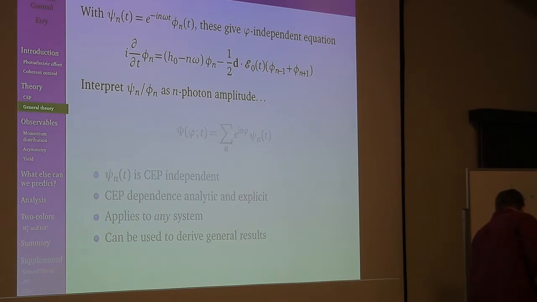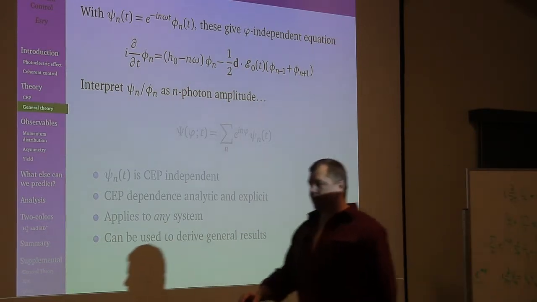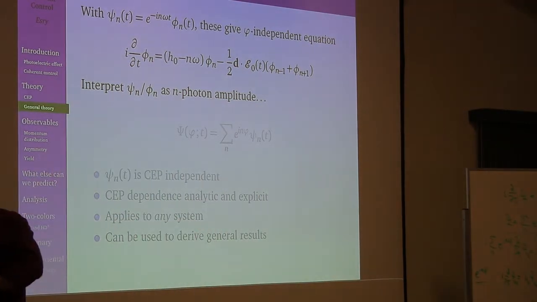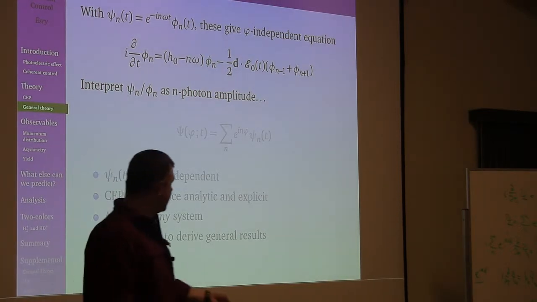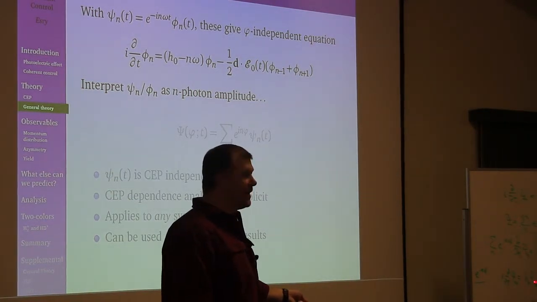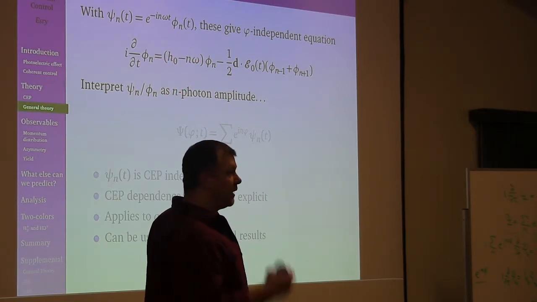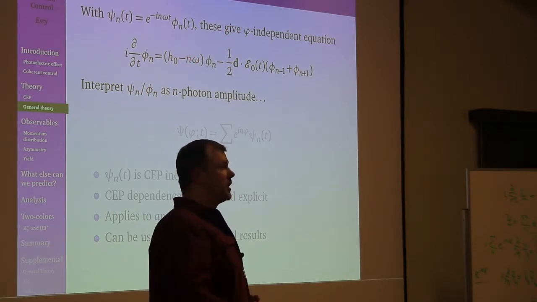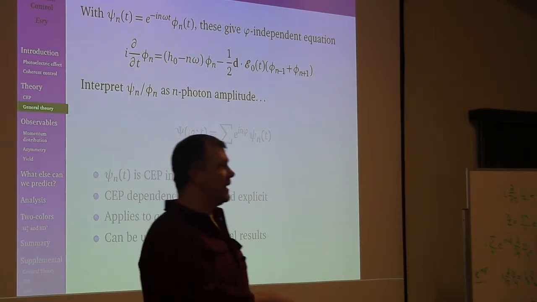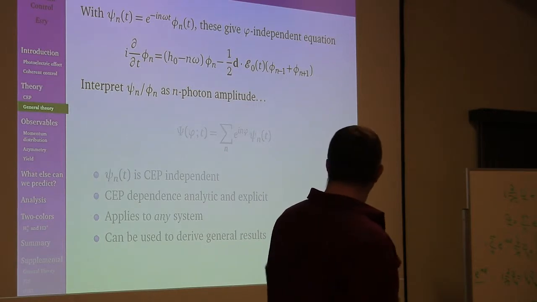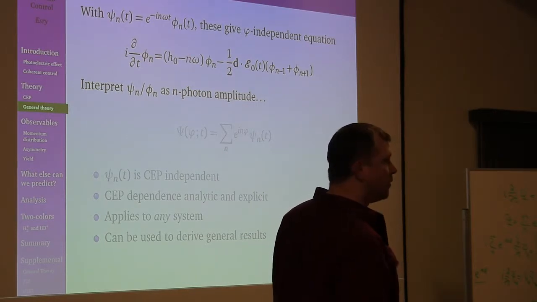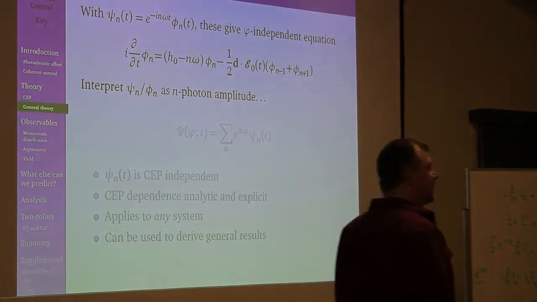But it's like going to the interaction representation, except we're going the opposite direction, right? Because in that equation, we just had h naught psi m. In this one, we get h naught minus n omega. So, in a sense, this is the energy of the photons. So we're putting it back in. Going to the interaction representation, we normally take that away.